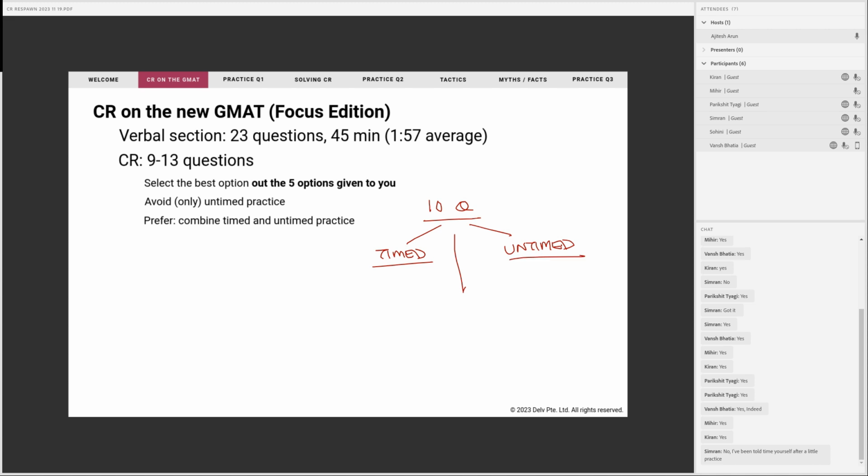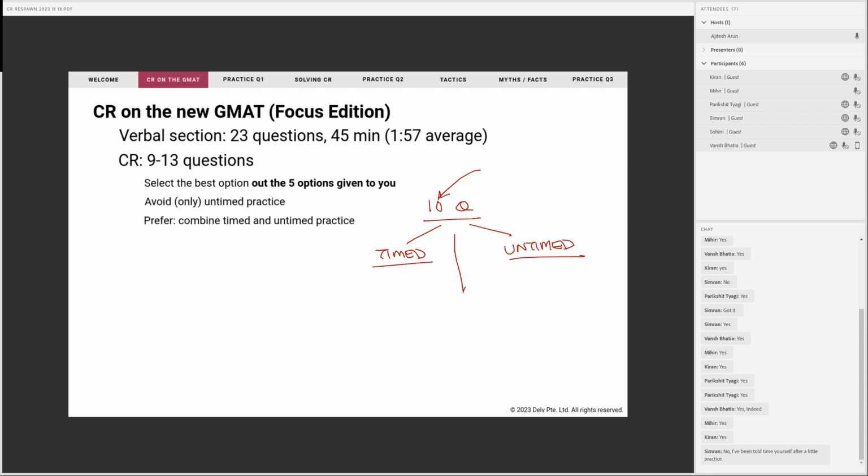Now, let's quickly talk about what's going on over here. First of all, you're doing 10 questions, or you could be doing 20 questions. It doesn't really matter. 23 questions if you're simulating the entire section. The point is that you're not doing this at a per-question level, because a single question could take you maybe 30 seconds, 40 seconds. It could take you 3 minutes.